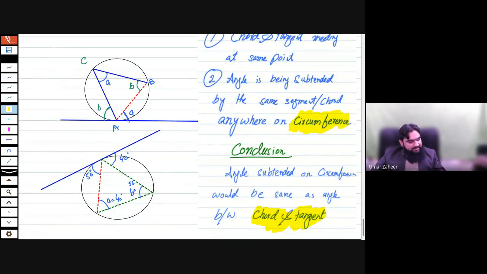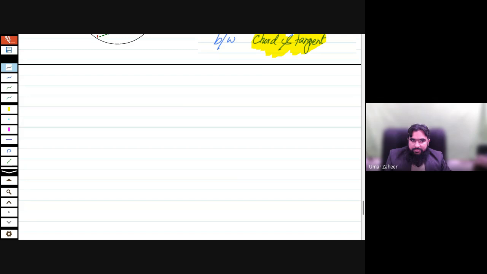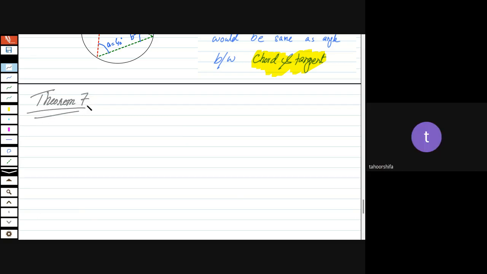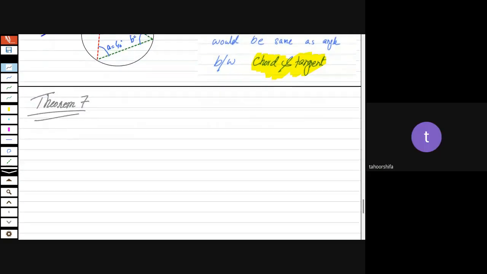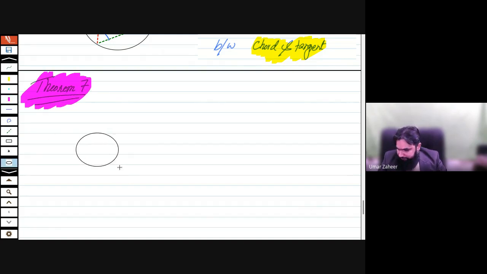All right. Now let's see how we go for the second last theorem. It is going to be pretty easy. Theorem 7. Okay, the theorem 7 says that, obviously, first of all, you need a circle.